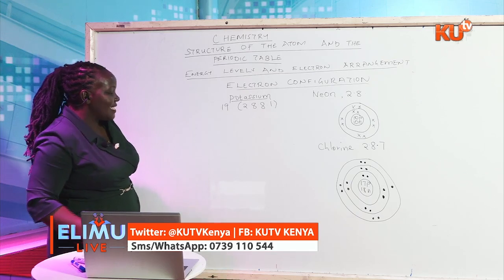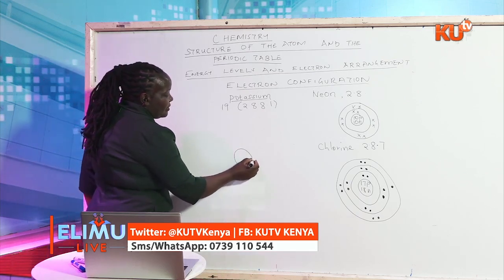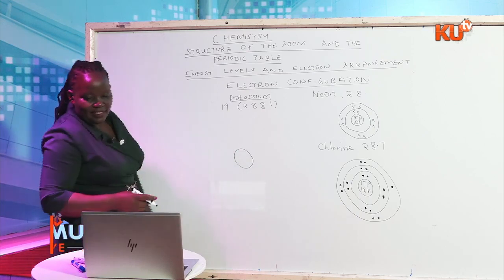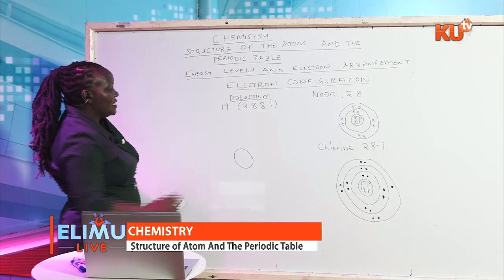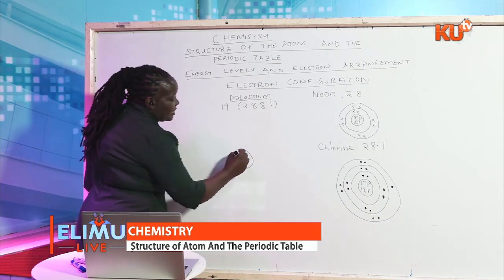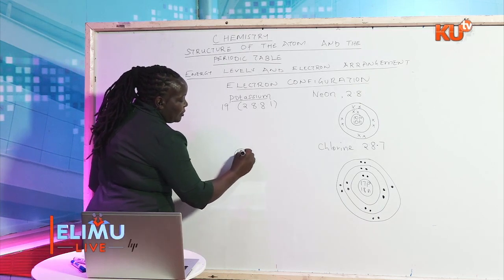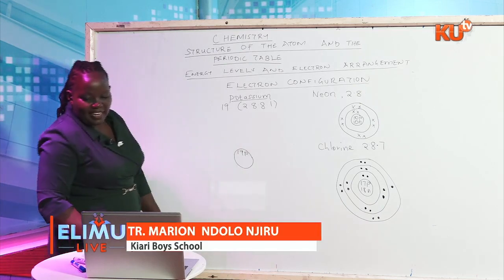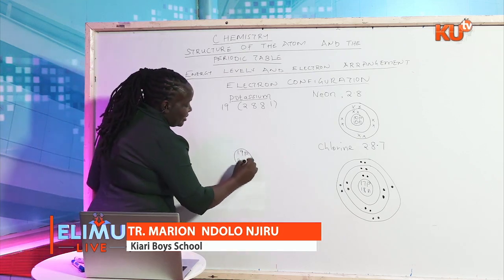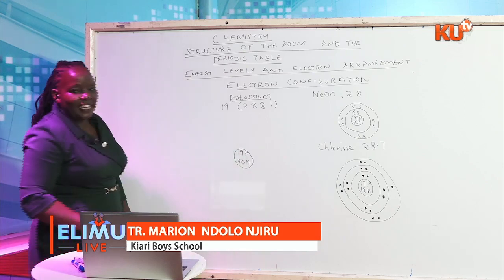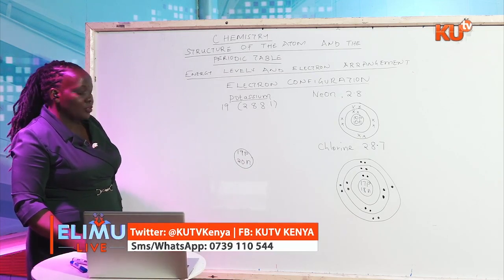So we have said that we start with the nucleus. So we have the nucleus there, which contains the protons. So the number of protons in a potassium atom is 19. So it has 19 protons, and then it has 20 neutrons. 19 protons and 20 neutrons.